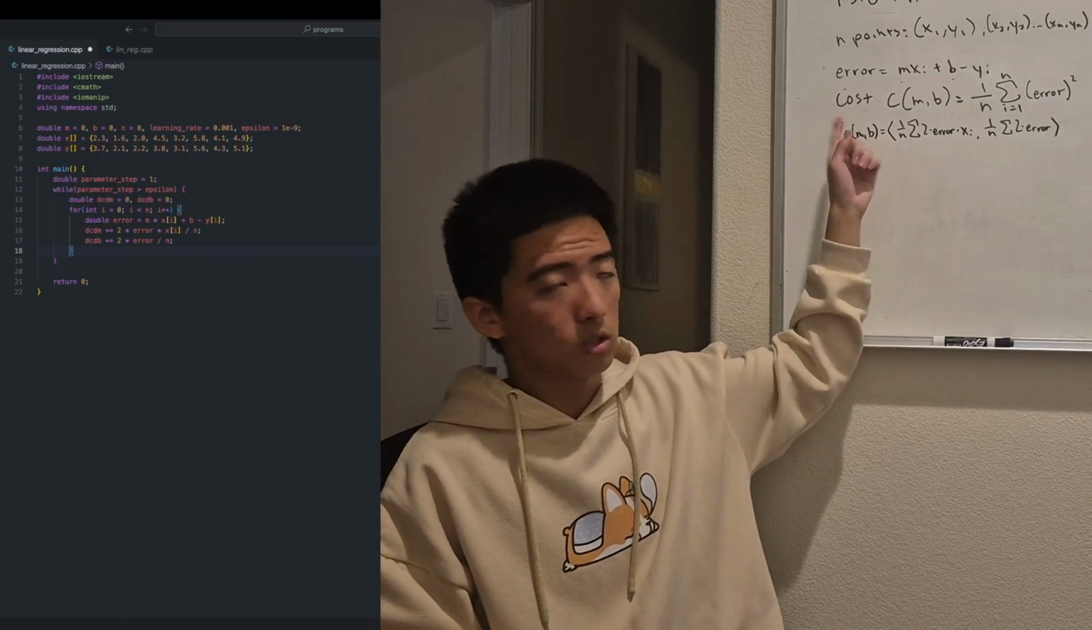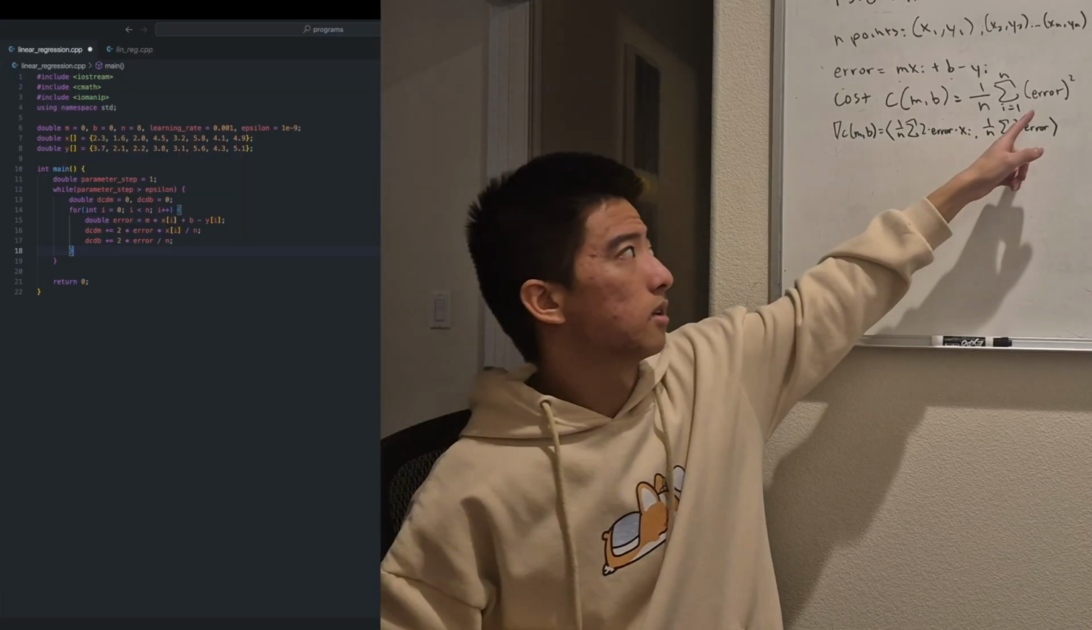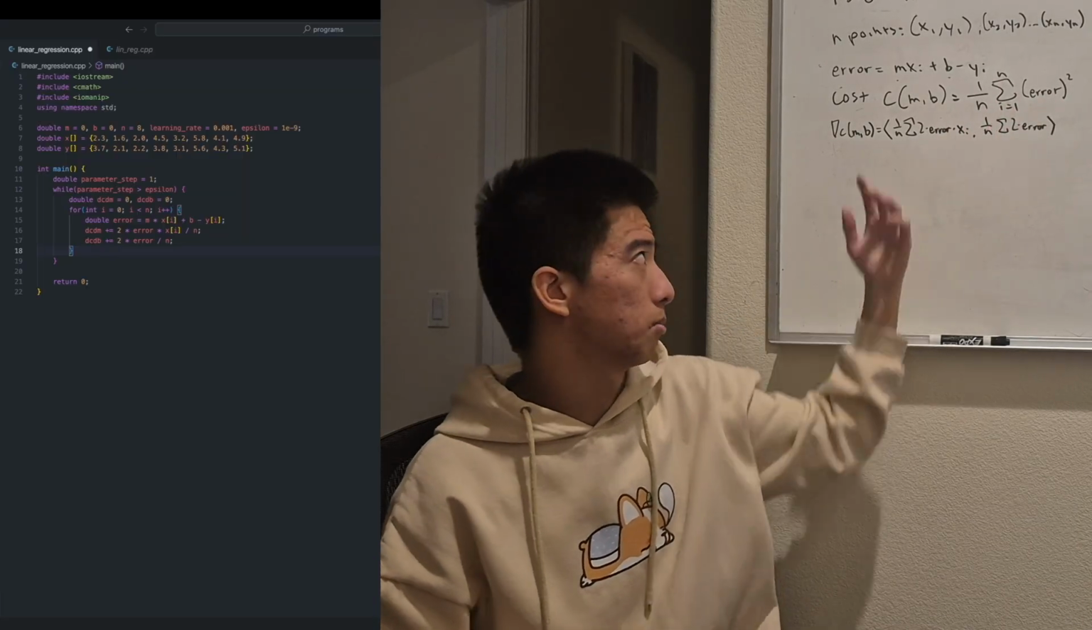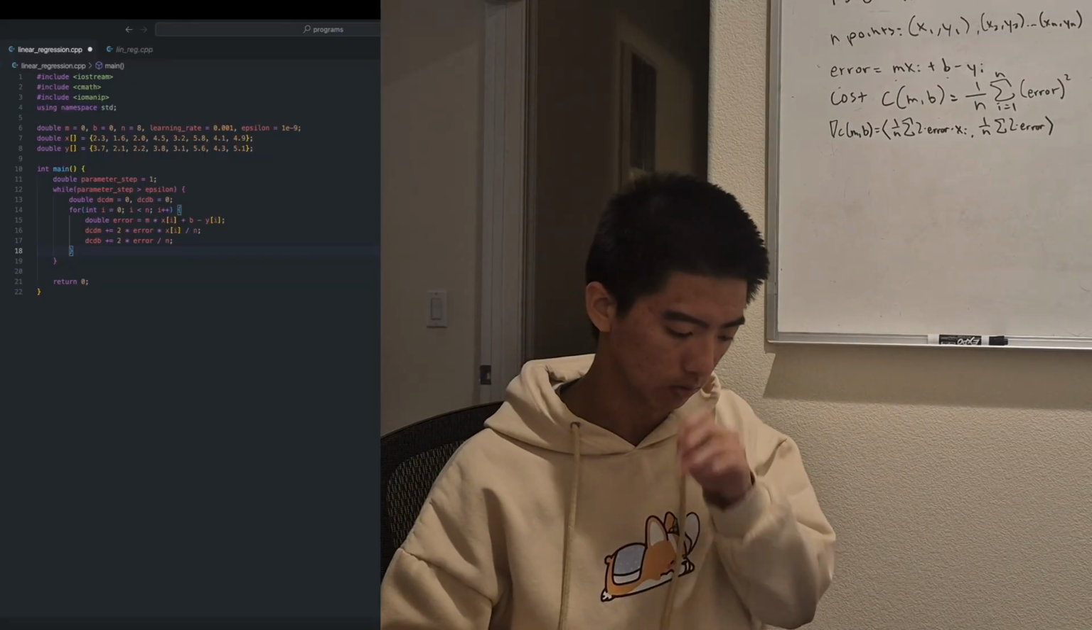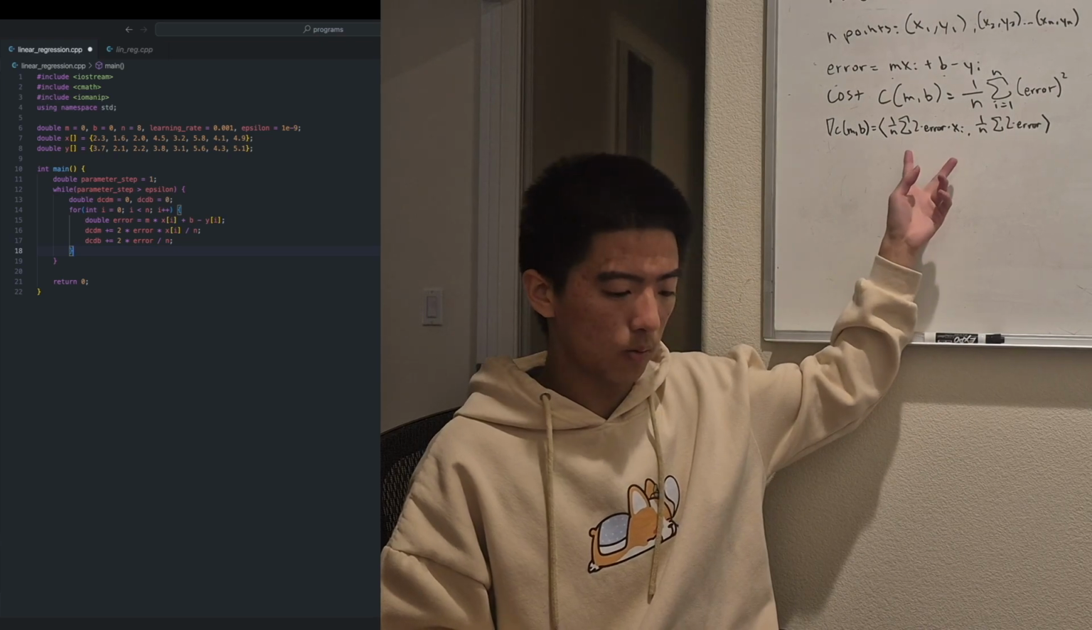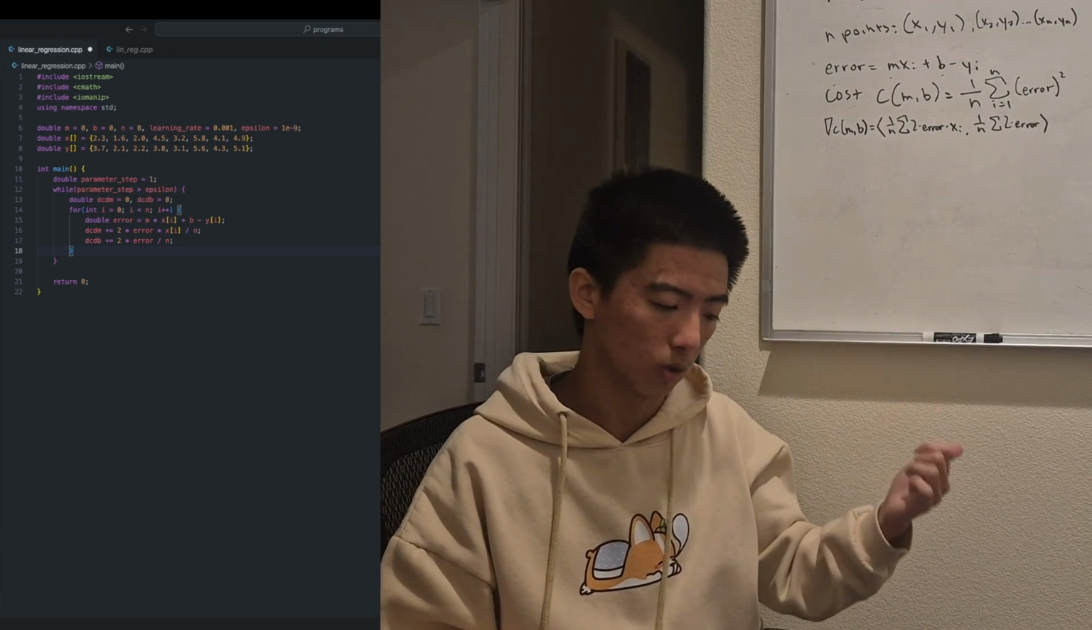Fun fact, this cost function is called the mean squared error, since it's the error squared, and we're finding the mean of it, or the average. So it's the mean squared error, and it's very common for linear regression. But now we have our gradient here. So now we want to update n and b, our slope and y-intercept.